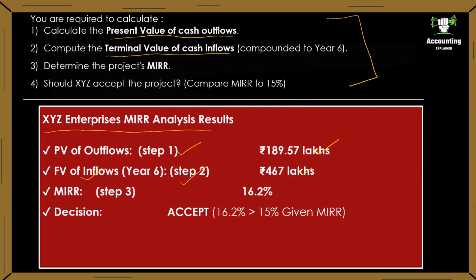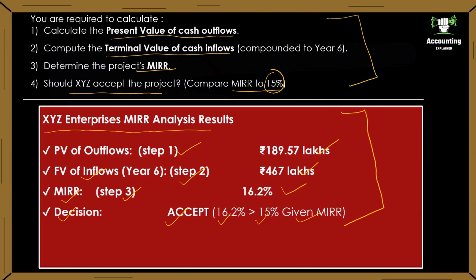Next, MIRR, step 3, determine the project's MIRR: 16.2%. Should XYZ accept the project? Compare MIRR to 15%. They have given the MIRR as 15%. You have to compare your answer MIRR to this. So, decision: accept. As your answer 16.2% is greater than the given 15%, we can accept the project. If you give your answer like this, for sure you will be getting full marks.